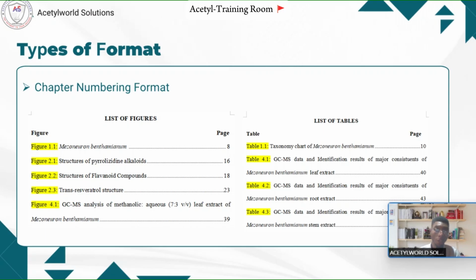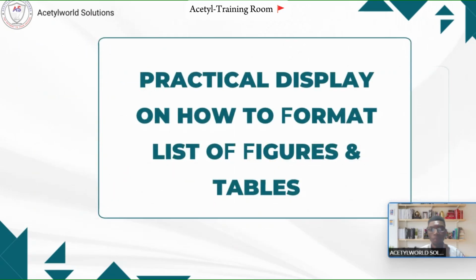So you might need to ask your supervisor which one you are to use, or maybe you use one, and if they correct you that this is what they want, then you can go ahead and do that. So that alone will help you to know which format you are to use and which one not to use for your academic writing. So now I'll be showing you how to format the list of tables and figures.